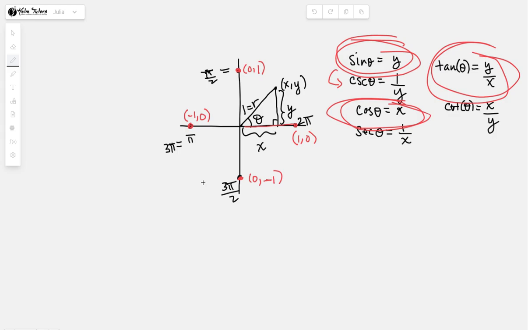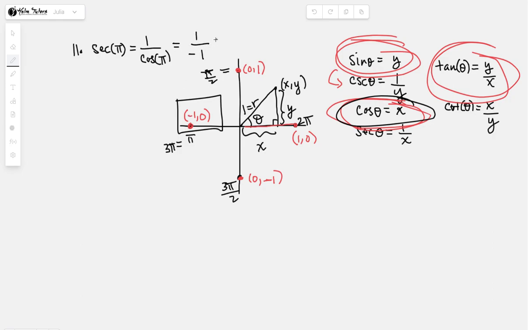Now, equipped with this, you can answer the questions very, very simply. Like number 11, it says secant of pi. But secant is the reciprocal of cosine, so that's 1 over cosine of pi. But pi is 180, therefore it's a quadrantal angle. But then we said cosine is x. So you come here, look at the x coordinate. X coordinate is -1. So cosine of pi is -1. So you have 1 over -1. So therefore secant is -1 also. Do you see how I did that?